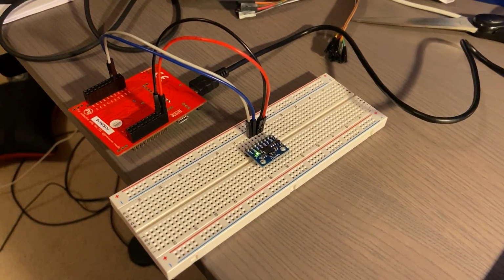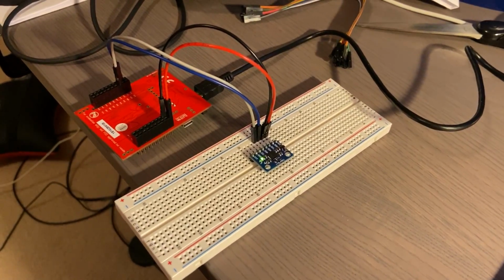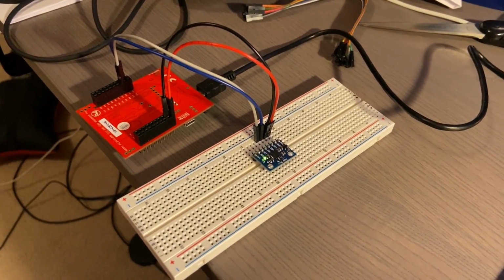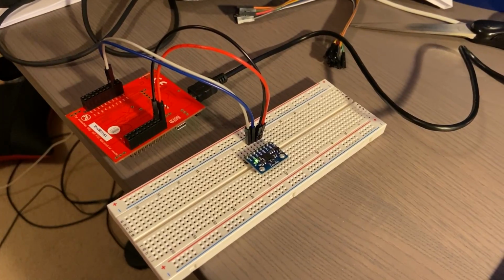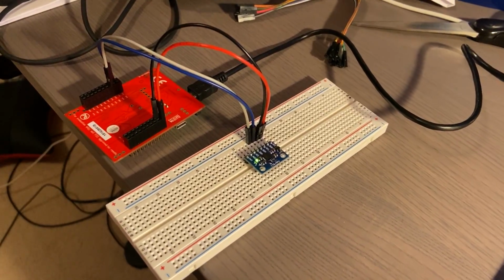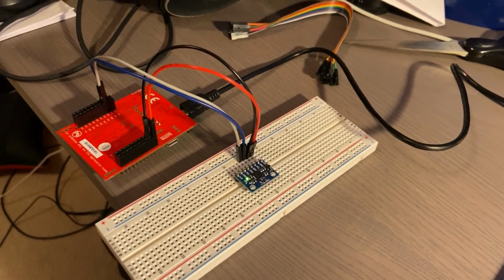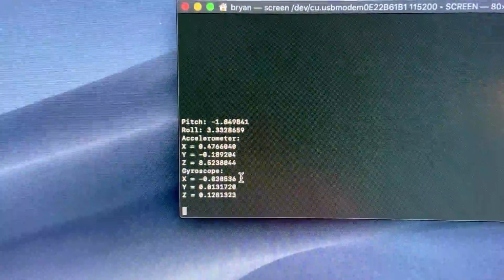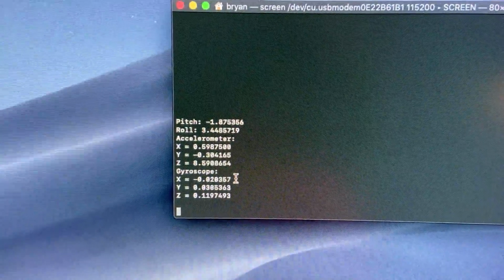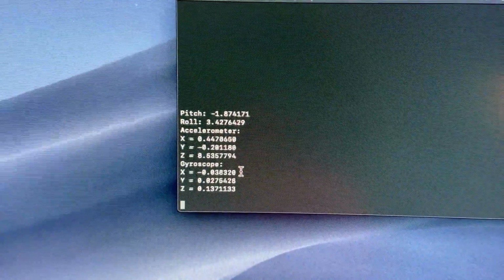So this is the TM4C midterm where I programmed the TM4C to communicate with the MPU using the I2C protocol. So the first task is to display the values on the terminal using the UART. And I have the pitch, roll, accelerometer, and the gyroscope values.